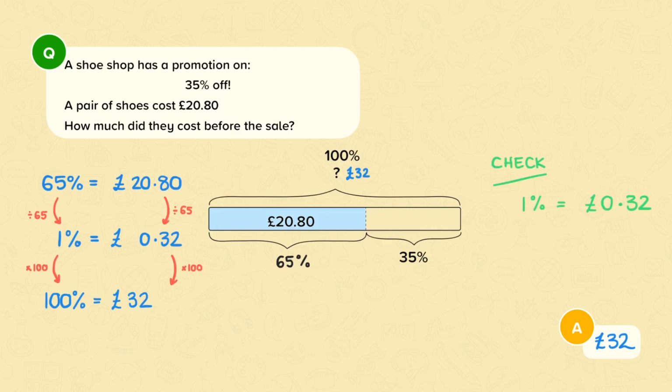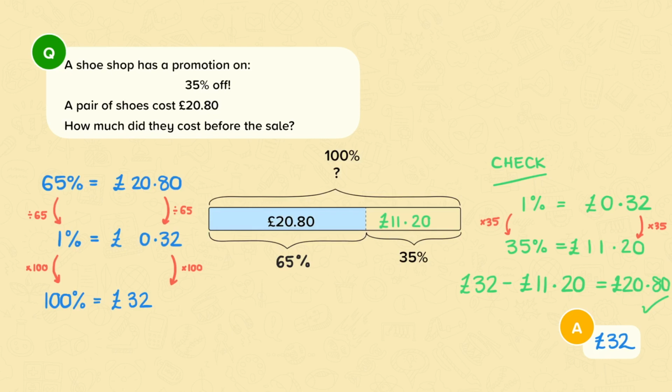Check your answer by working out 35%. 0.32, or 1%, times by 35 shows us that 35% is £11.20. This is the total saving. So £32 take away £11.20 equals £20.80. Well done if you got that correct.